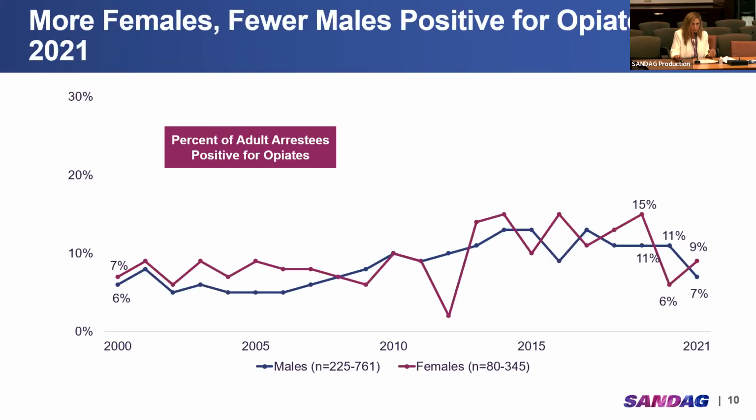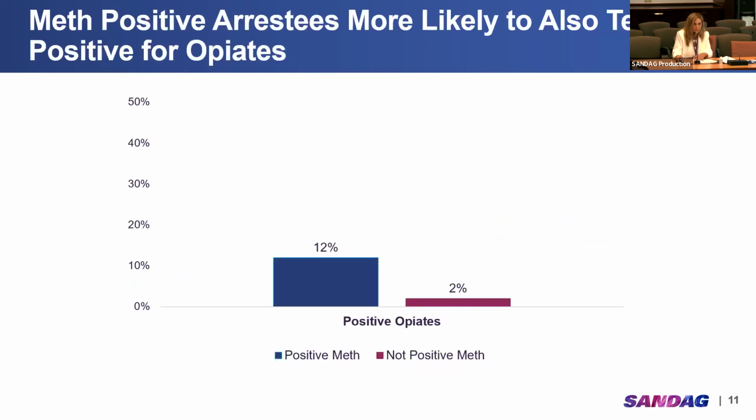For opiates, we have had much lower rates than other jurisdictions, back when other jurisdictions were doing the study and we could compare to them. We had some differences again between males and females. Males went from 11% in 2020 to 7% positive in 2021. Females went up slightly, from 6% to 9%.